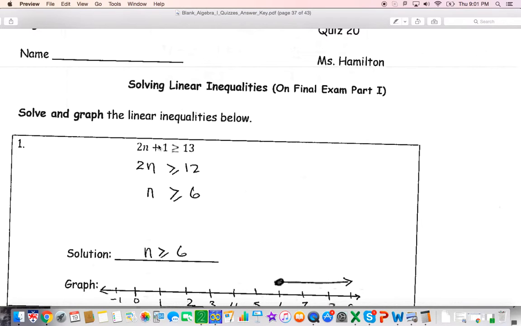So here we have 2n plus 1 is greater than or equal to 13. You solve it just like you would any other equation, but it's now an inequality. So subtract 1, we get 2n is greater than or equal to 12. And then we have to go ahead and divide that side by 2, and so whatever you do to one side, you do to the other side. So we get that n is greater than or equal to 6. Notice the direction of the sign did not change because I did not multiply or divide by a negative number. N is greater than or equal to 6.